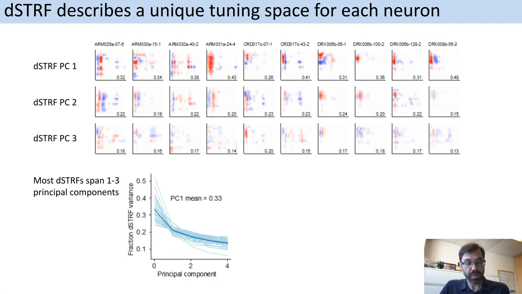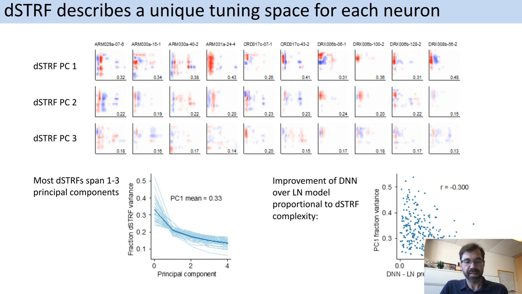And so one thing that you can predict is that these more complex spaces that are captured, that require a larger number of principal components to capture, are going to correspond to neurons that showed a greater benefit of this more complex DNN model. And in fact, that's the case.